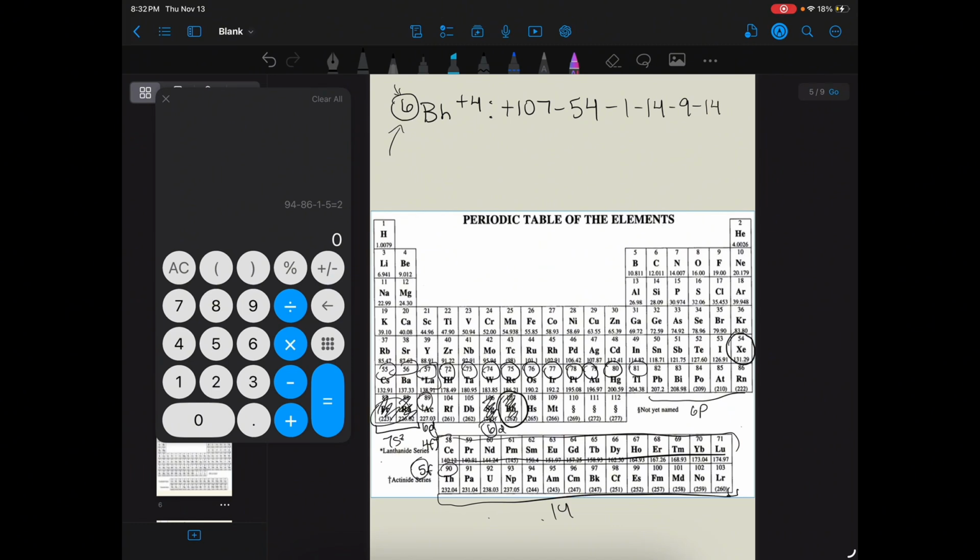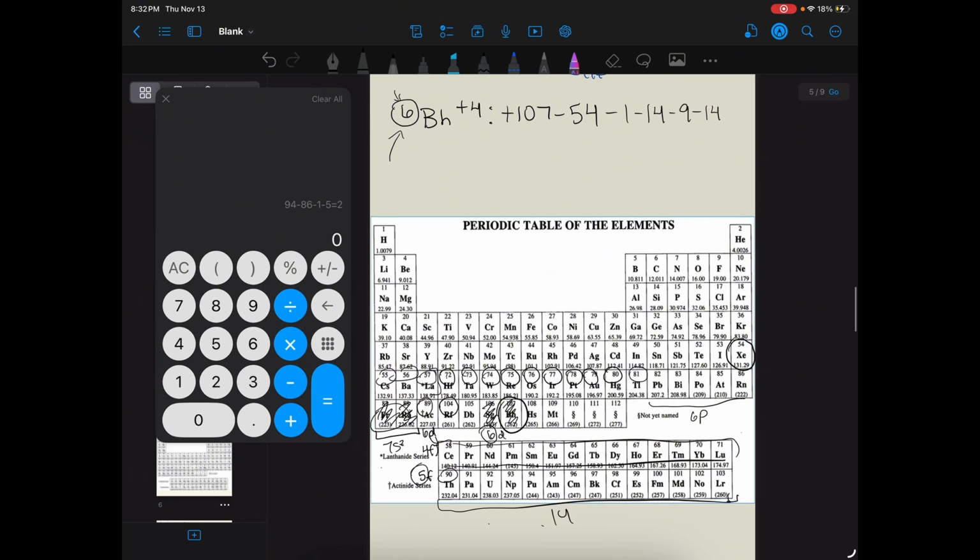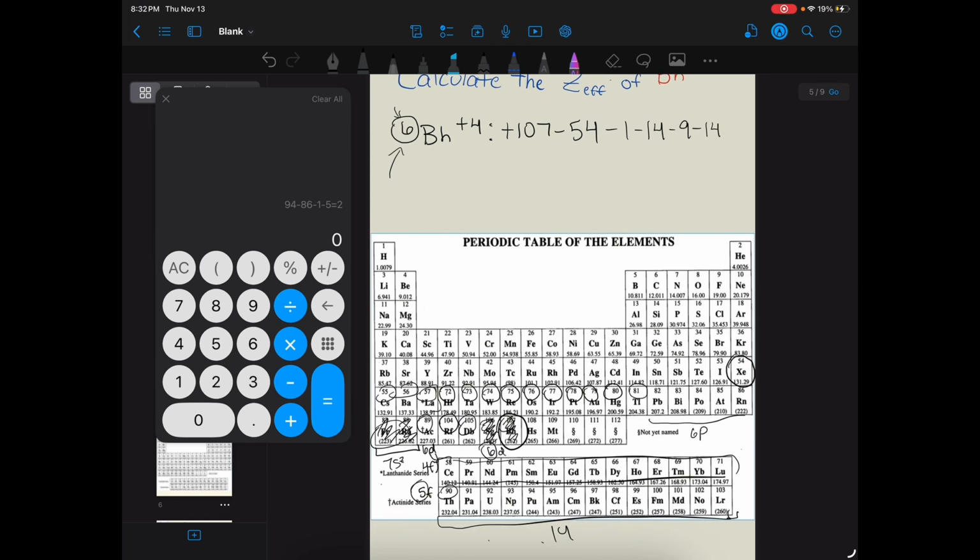So after that, we would look at the 104, and we see that that's in orbital 6d. So we do not eliminate that. Same for 105, and then 106 and 107 we had already eliminated. So then we would just plug into our calculator. 107 minus 54 minus 1 minus 14 minus 9, and then minus 14 again would sum out to be plus 15 as our z effective.